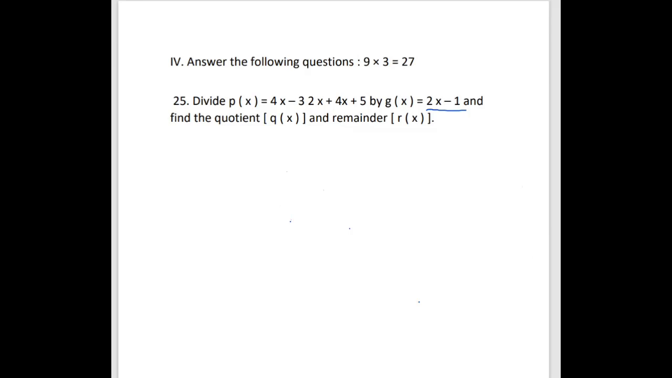This is part 1 of the solution of the module paper, which is officially released by the SLC board. I had solved the 1 mark and 2 mark questions. Today we'll be solving the 3 mark and 4 mark questions and also one 5-mark question.